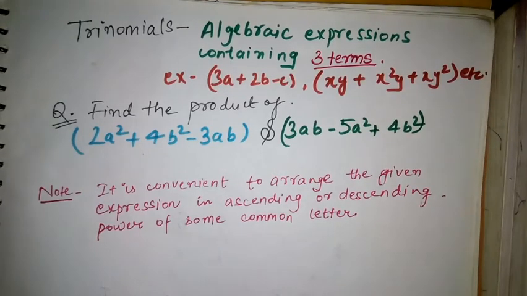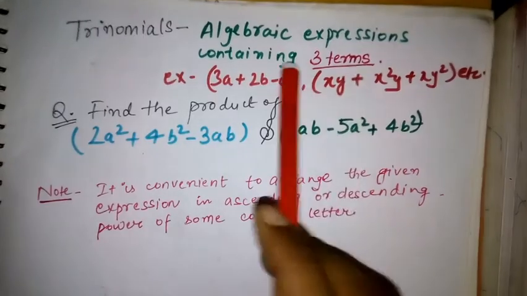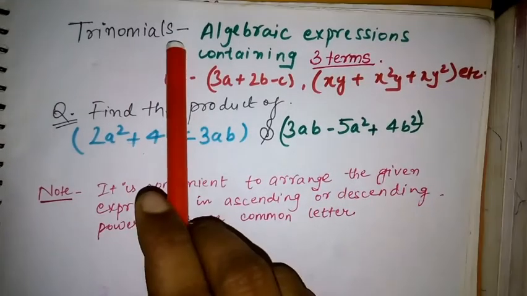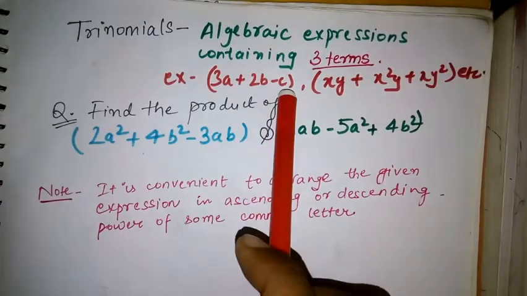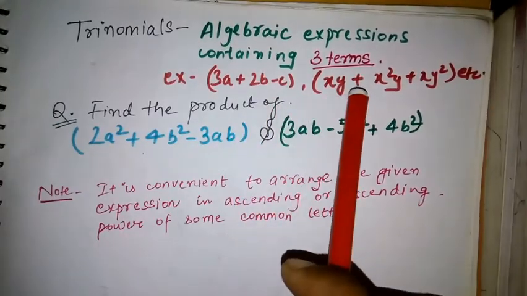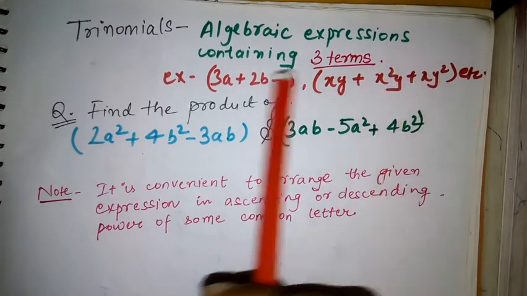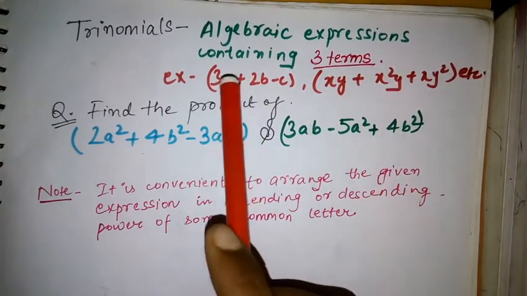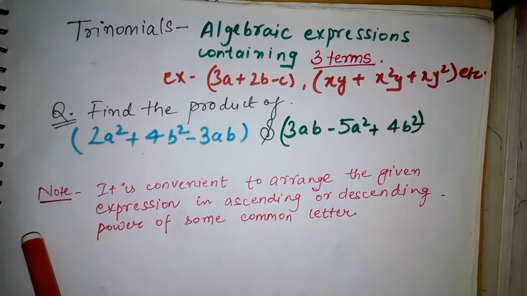Students, today we are going to deal with how to find the product of two trinomial expressions. But before that, let's see what trinomial expressions are. An algebraic expression containing three terms is known as a trinomial. Examples can be 3a plus 2b minus c, xy plus x square y plus xy square, etc. In these examples, we can see that there are three terms and they are connected by plus or minus signs.